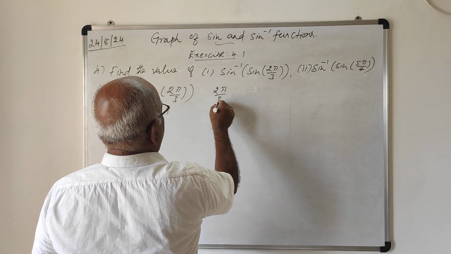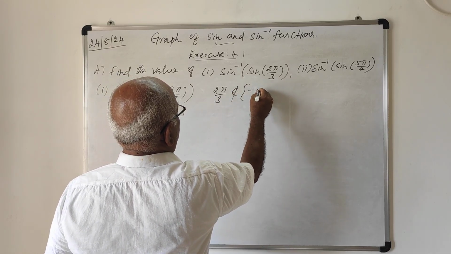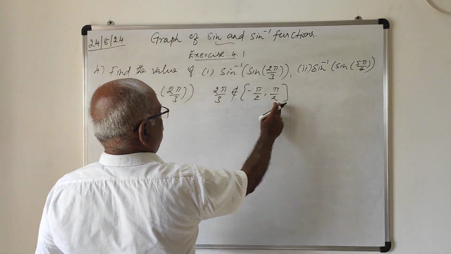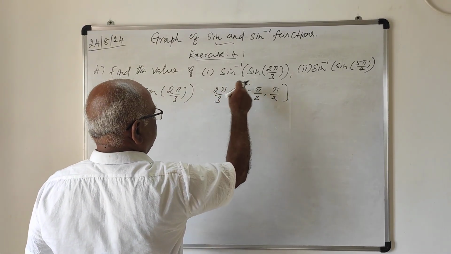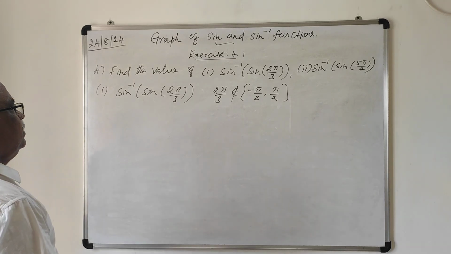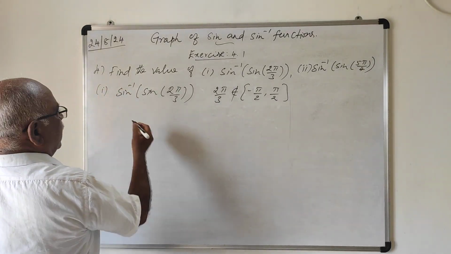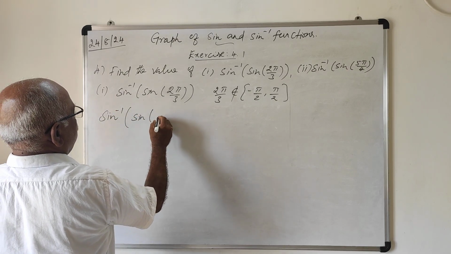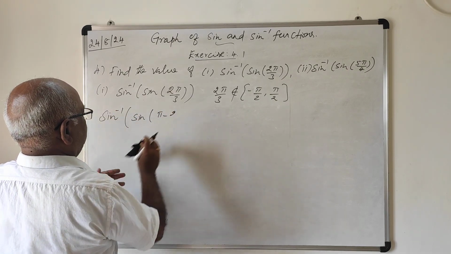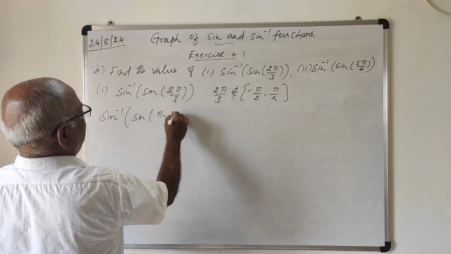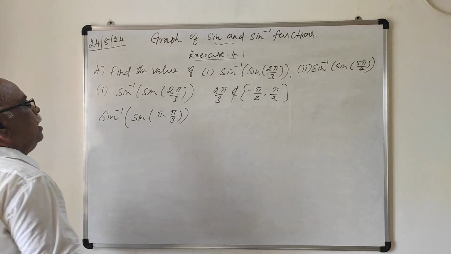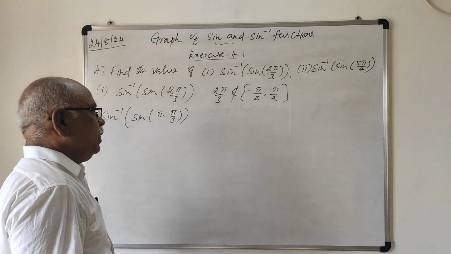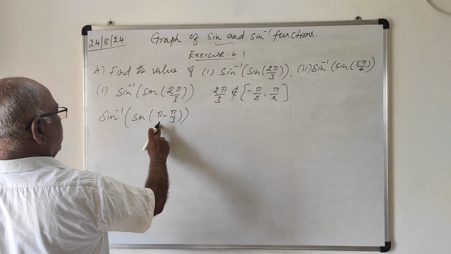This 2π/3 is not in the domain −π/2 to π/2. The domain of the sine inverse function is −π/2 to +π/2, but 2π/3 is not in the domain. Therefore, the value is not 2π/3, and you have to express this as sine inverse of sine of (π − π/3). 2π/3 is 120 degrees, which is not in the range −90 to +90. Therefore, we write 2π/3 as π − π/3.